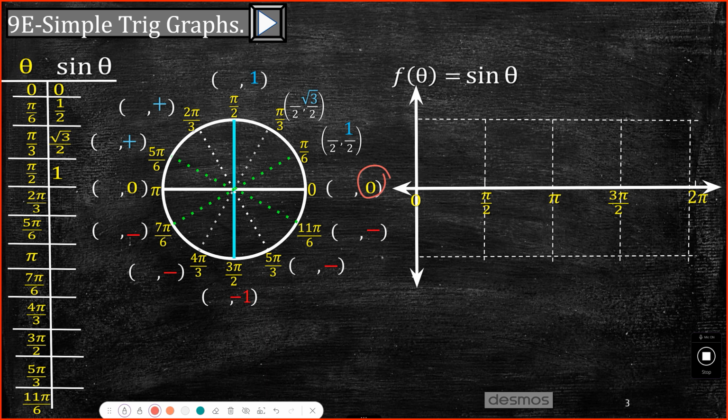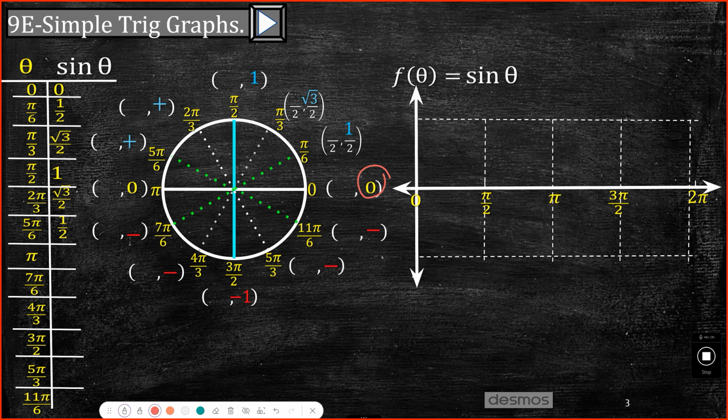Lainey, sine 2 pi by 3. Sine of 2 pi by 3? Yes. Square root of 3 over 2. Yes. Sine 5 pi by 6. Francisco. Easy. 1/2.